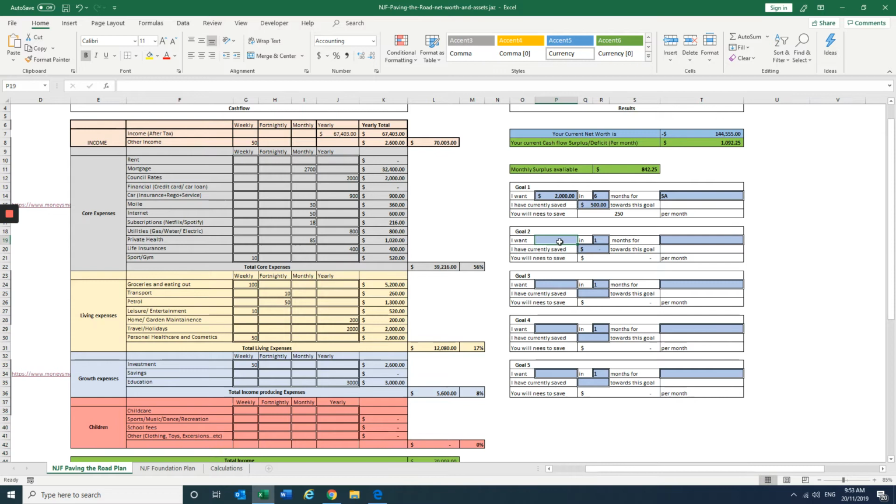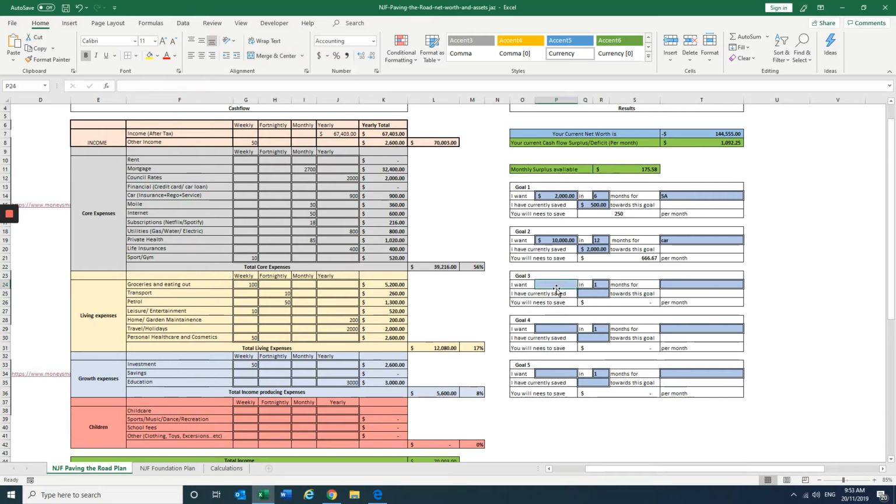Let's say I also want a car in 1 year for 10,000, in 12 months. Now we can see here that, let's say I got $2,000 towards it. You can see again, my monthly surplus is going down.